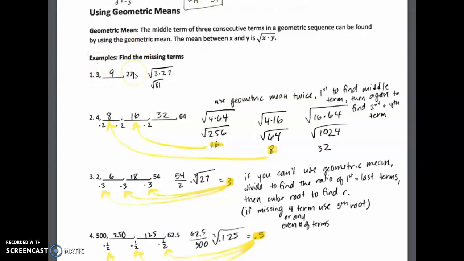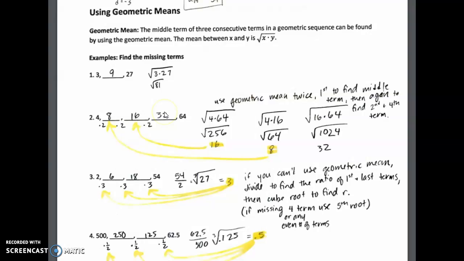So the geometric mean of 3 and 27 is 9, or in other words, we are multiplying by 3. Our common ratio is 3. And so 3 times 3 is 9, 9 times 3 is 27, so it fits our pattern. Like I said, to find a missing term, we just use the geometric mean. But I said we could also use the geometric mean if we're missing any odd number of terms.